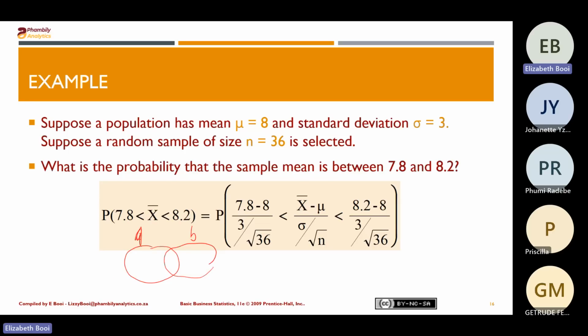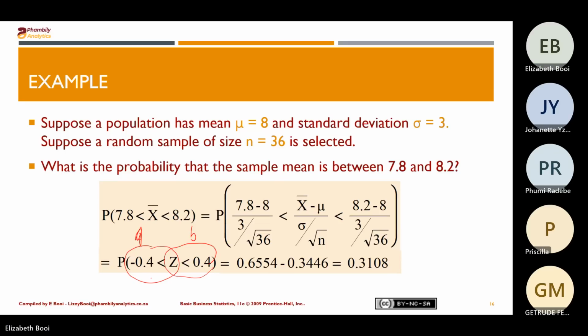And when we go to the table, we find that for Z of 0.40, it's 0.6554, and for Z of minus 0.40, it's 0.3446. And we do the difference, and we find the answer of 0.3108. And that's how you will find the probability using the same table. I'm going to show you the table later on as well.